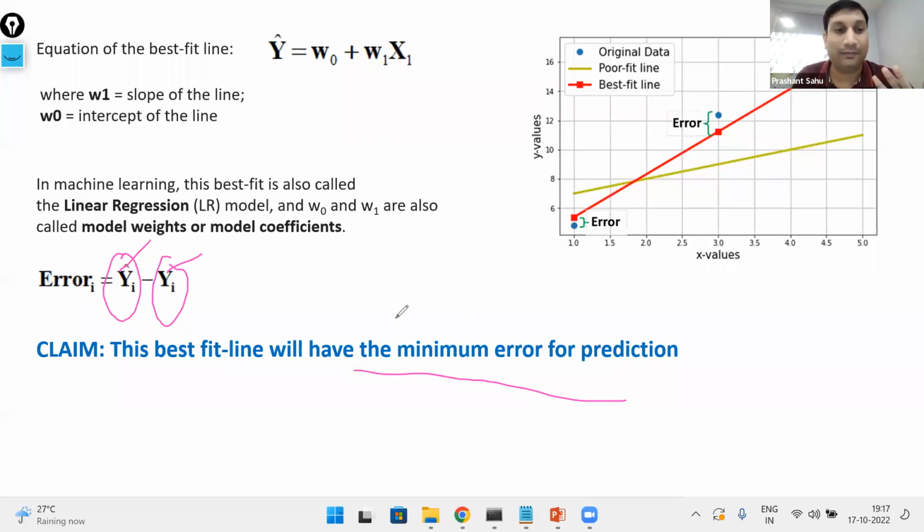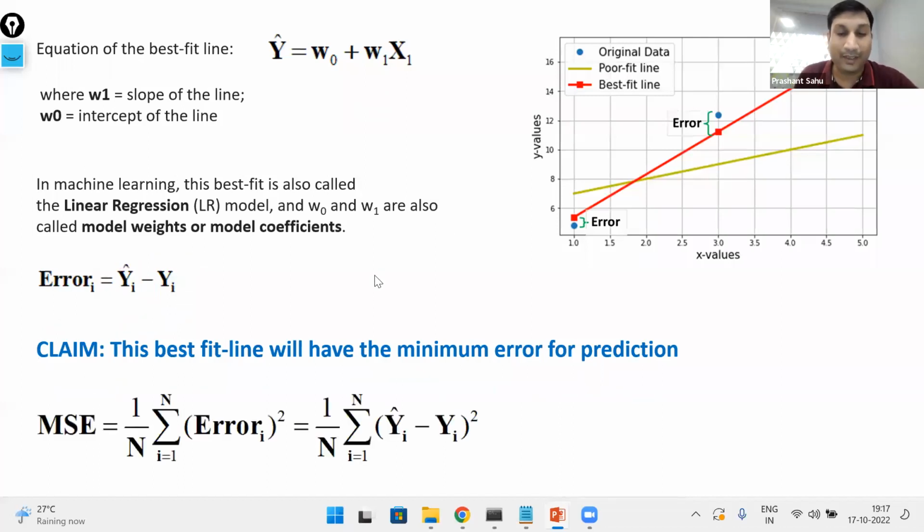A simple claim is my best fit line will have the minimum error for the prediction. Do you guys agree with me? Yes, no, quick. But here the question is, what type of error are you talking about? There can be different ways in which you can express this error. That's another thing which we'll talk about in the next slide. There could be multiple ways in which I can express this error.